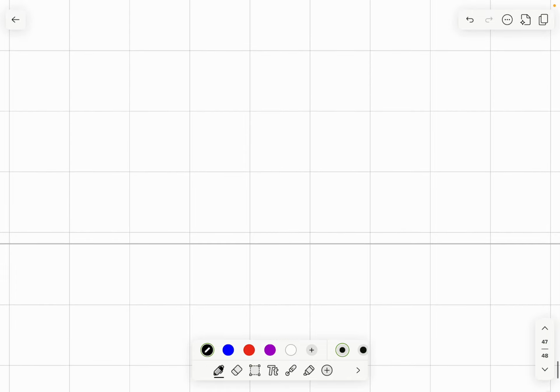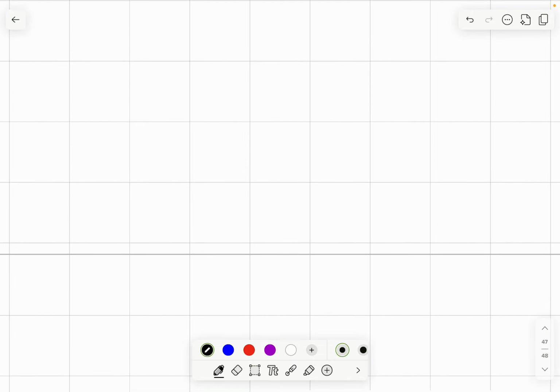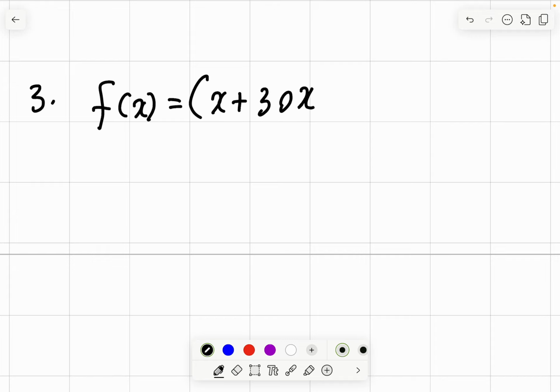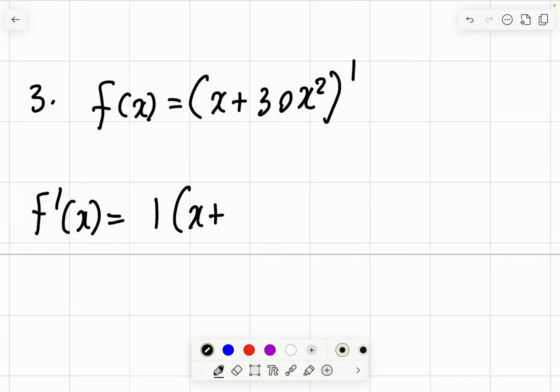So let's try and check number 3. Number 3, they are saying f of x equals x plus 30 x squared, raised to 1. They are saying differentiate using the chain rule. You are going to say f prime of x. Therefore, you drop the 1. You have x plus 30 x squared.